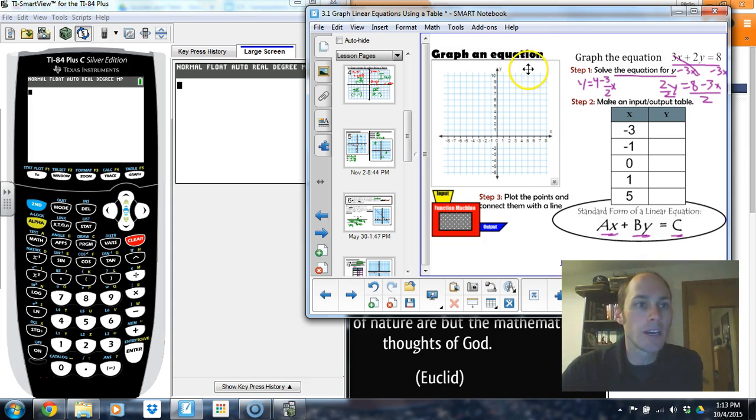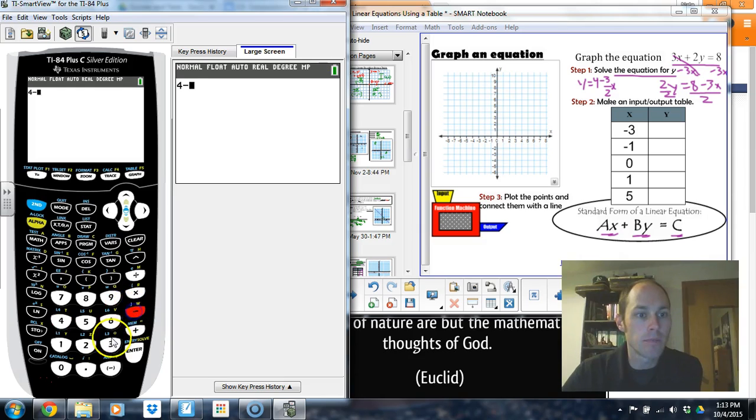Okay, so if I want to now graph the equation, I mentioned we need to evaluate the values of x. So I can take x as -3, so 4 minus 3 halves.